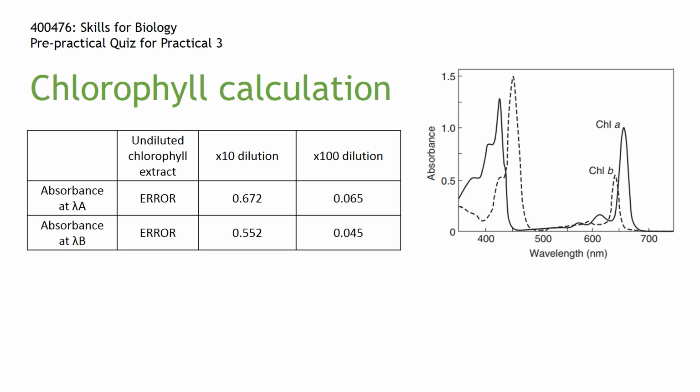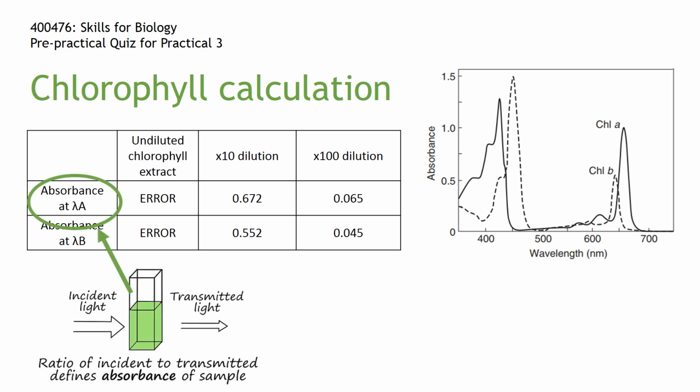Okay, so if we just think about what we've actually got in this table, what we've measured is the absorbance at wavelength A. If you remember, in the spectrophotometer, you've got light that goes into your sample, which is called the incident light, and then we measure the light that comes through the sample at the other end, and the ratio of those is the absorbance of your sample. So that's what you've got at the moment, and that's okay, but that's not really very biologically meaningful. How much light goes through a sample? That doesn't really mean very much.